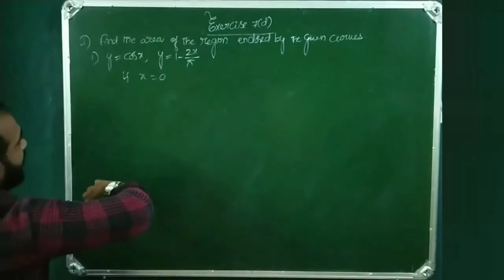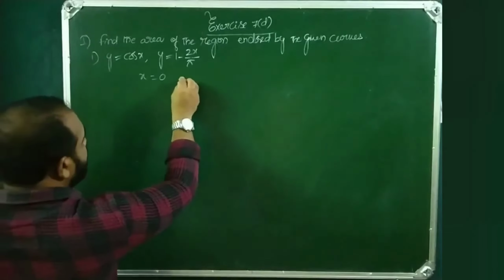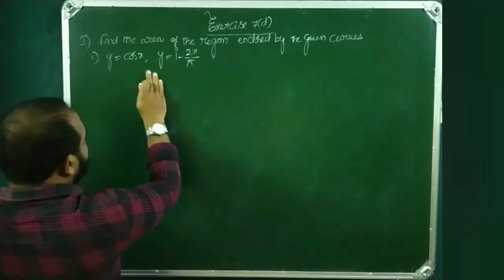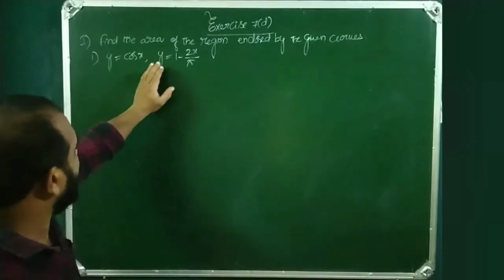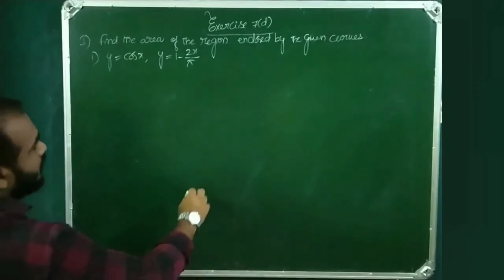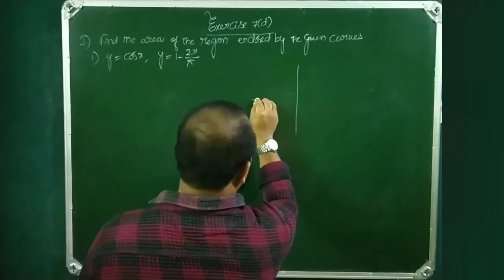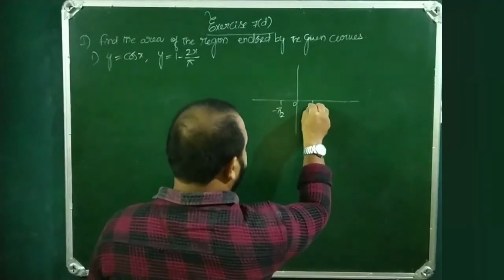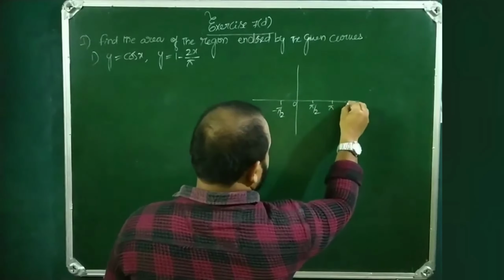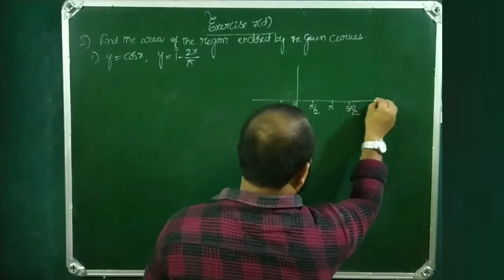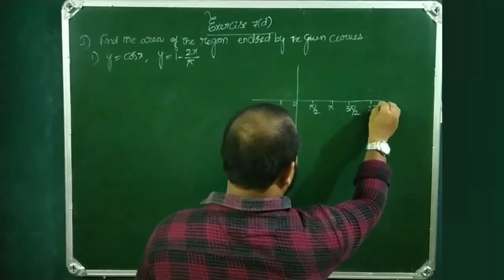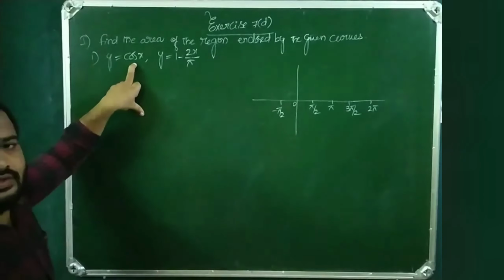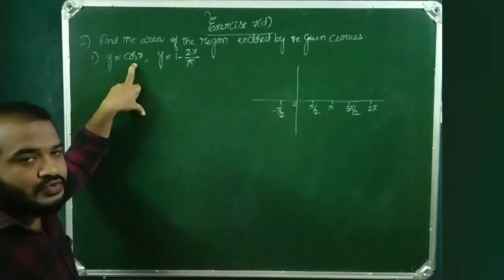Therefore, let us take x equals 0, pi by 2 and pi. Let us try to draw the diagram for these two. This is minus pi by 2, this is 0, pi by 2, pi, 3 pi by 2, and this is 2 pi. I have taken the interval from minus pi by 2, and let us plot y equals cos x.